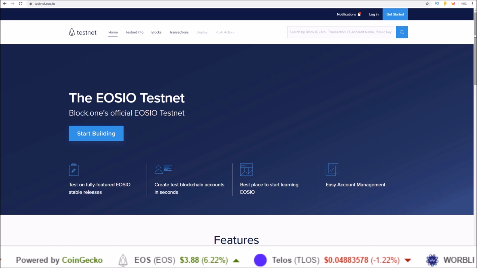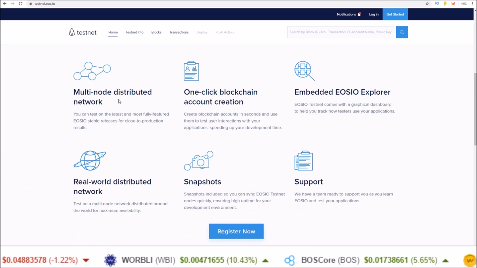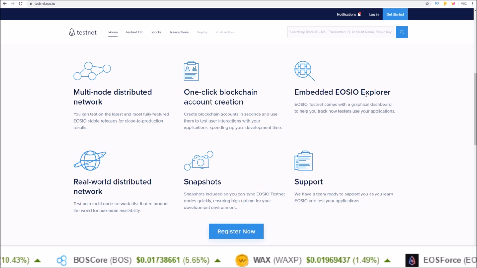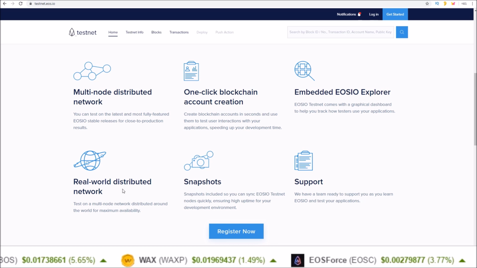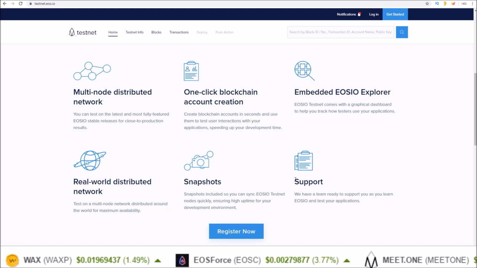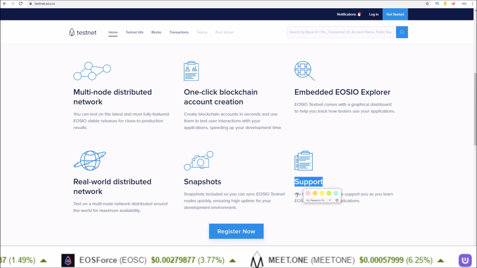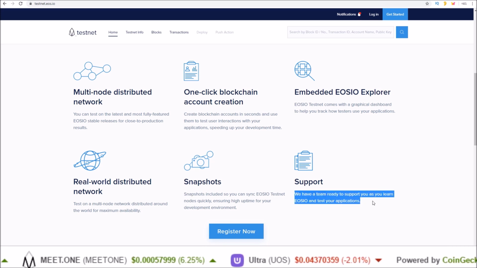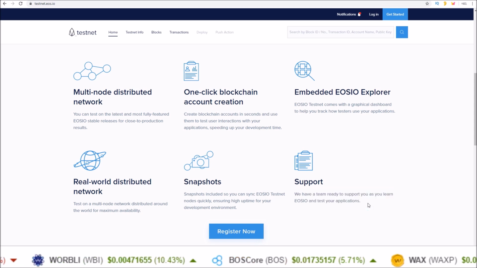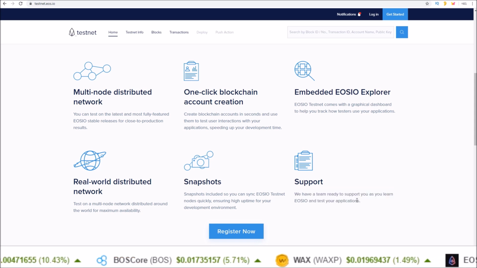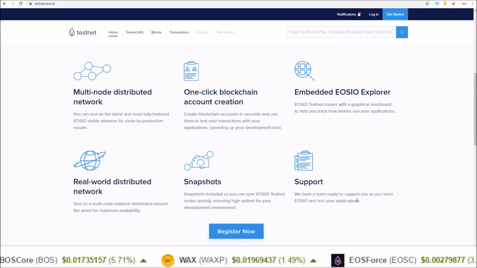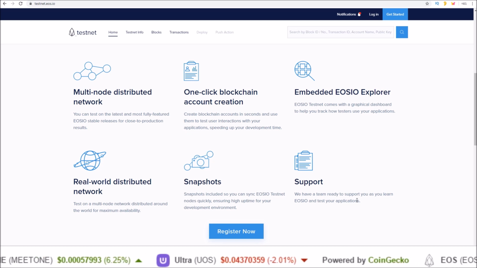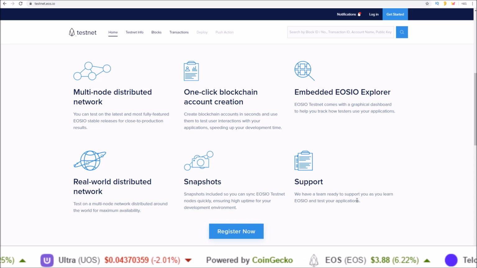Easy account management. Multi-node distributed network. One-click blockchain account creation. Embedded EOSio Explorer. Real-world distributed network. Snapshots. And this is the big one, I think. Support. We have a team ready to support you as you learn EOSio and test your applications. So developers being able to get support from BlockOne as they're developing their application is a big one. Hopefully it'll speed up development and help iron out bugs.